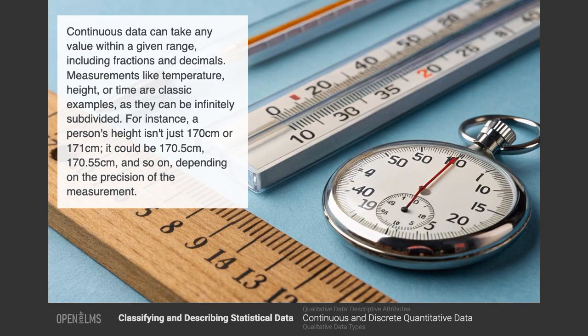Continuous data can take any value within a given range, including fractions and decimals. Measurements like temperature, height, or time are classic examples, as they can be infinitely subdivided. For instance, a person's height isn't just 1.7 meters or 171 centimeters. It could be 170.5 centimeters, 170.55 centimeters, and so on, depending on the precision of the measurement.